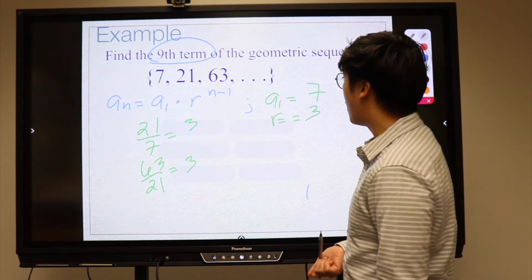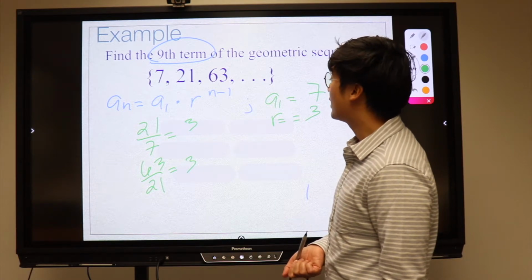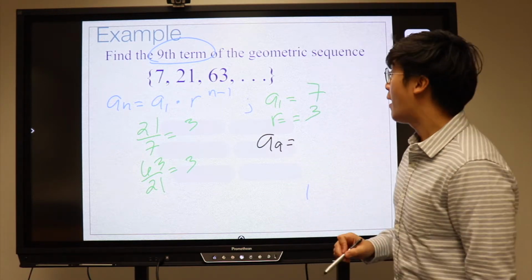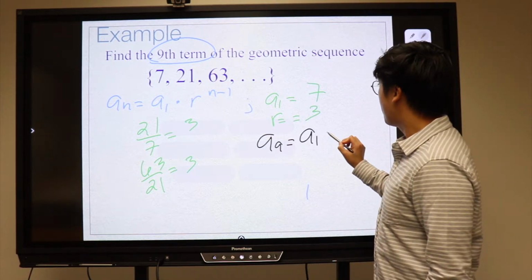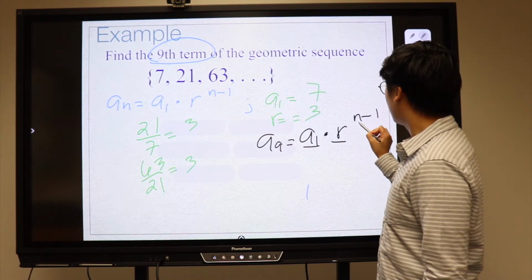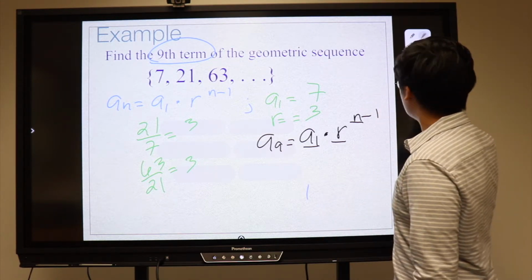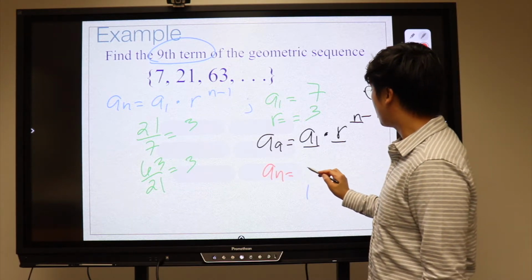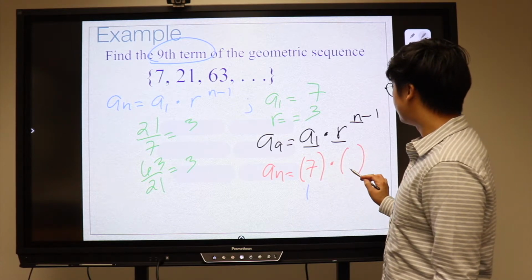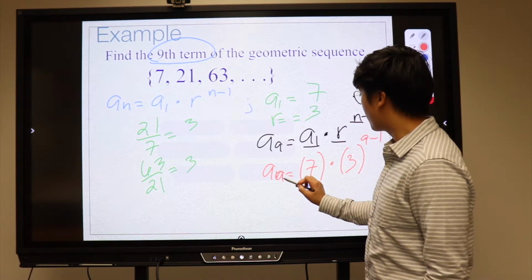Now I'm ready. What am I looking for, the nth term or a specific term? The specific term. And what is that specific term? 9. So I'm looking for a sub 9. By using the formula a sub 1 times r to the n minus 1, I will replace a sub 1, r, and n, because now n is the 9th term. So a sub 9 is equal to, what is the first term? 7. Multiplied by what is r? 3. Raised to 9 minus 1, right? Because I'm looking for the 9th term.